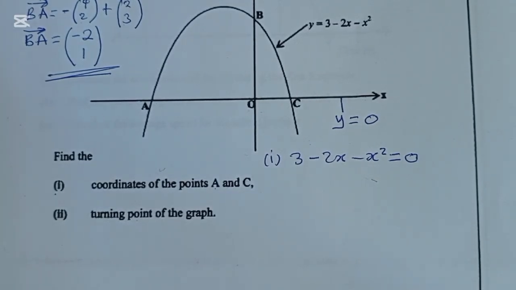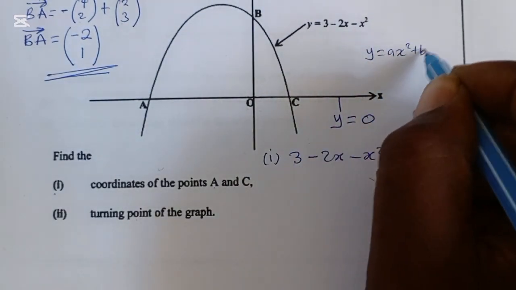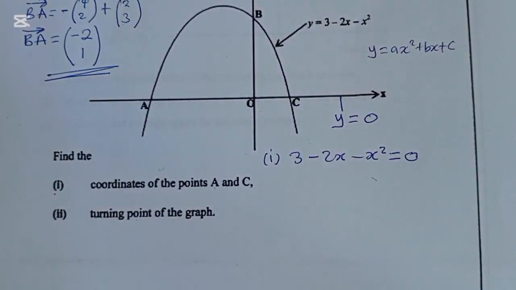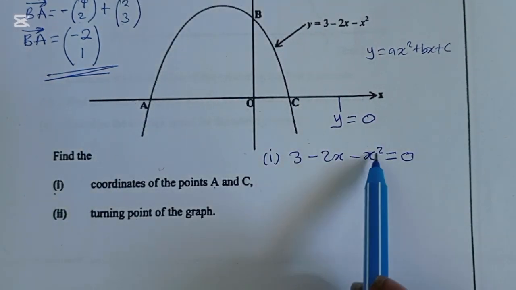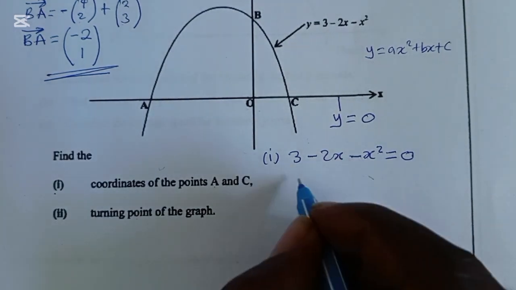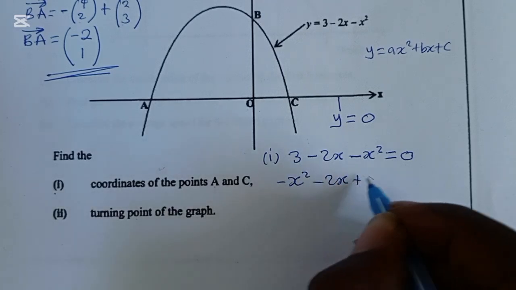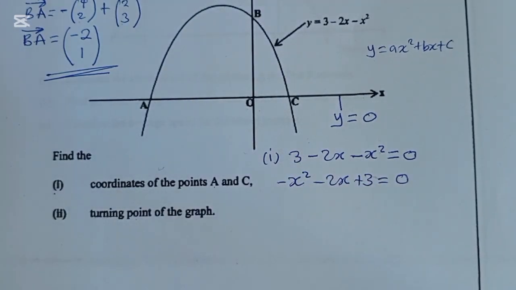So the second thing that I'll do, I'm going to rearrange. Remember the order of the quadratic equation. So this is the quadratic equation. Remember the order. The order must be y is equal to ax squared plus bx plus c. So that must be the order. The one which has the power 2 will be on the first part. So it will be negative x squared minus 2x plus 3 is equal to 0.